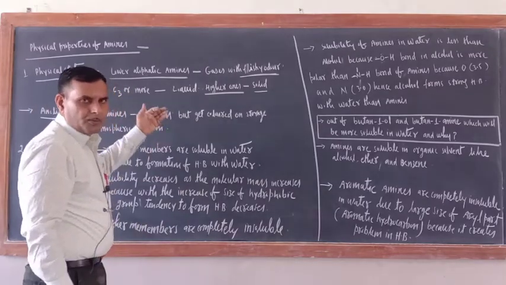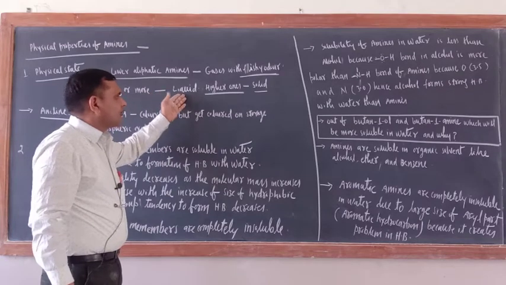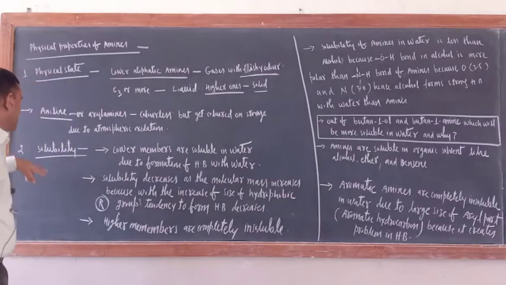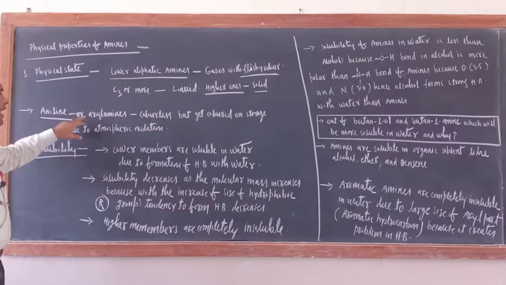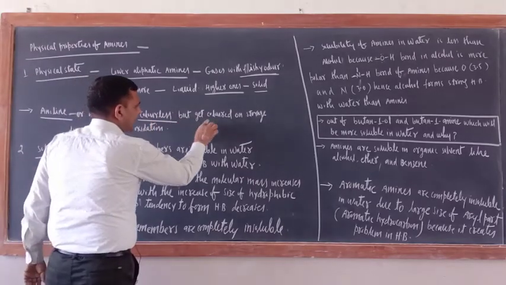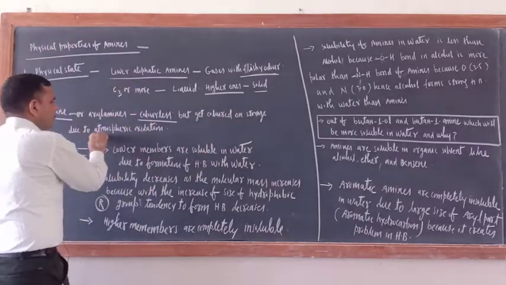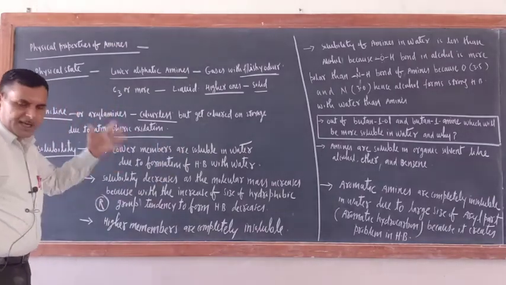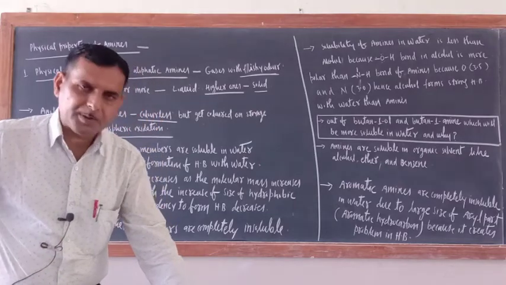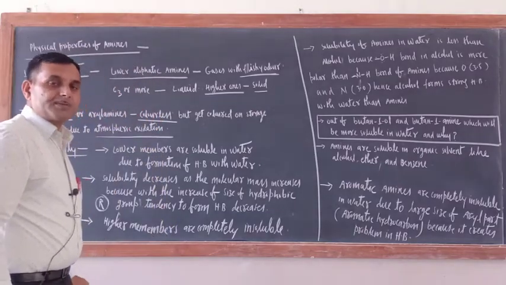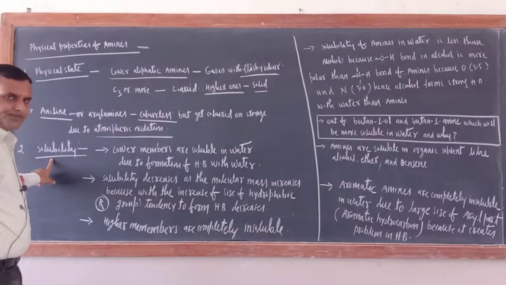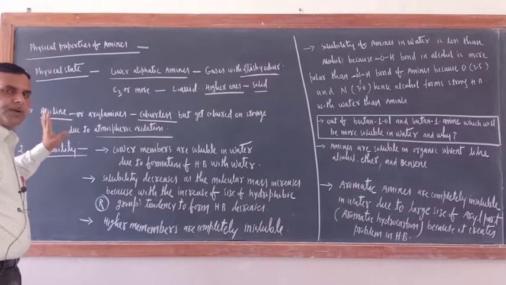Like propylamines, they are liquid, and higher ones are solid. Okay, so this is all about the physical state. Aniline or arylamines are colorless but get colored on storage due to atmospheric oxidation. Aniline is basically colorless, but if you store it for a long period of time, due to atmospheric oxidation it also becomes colored.